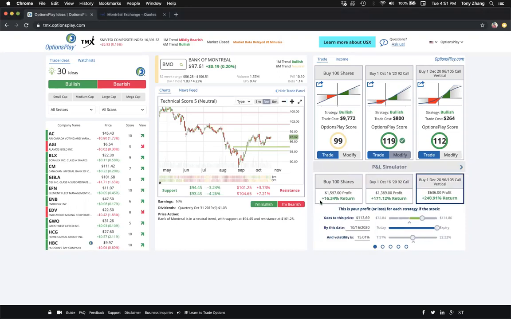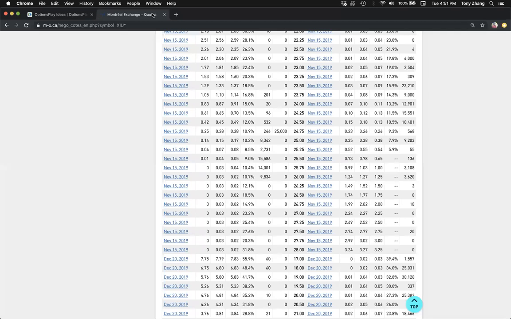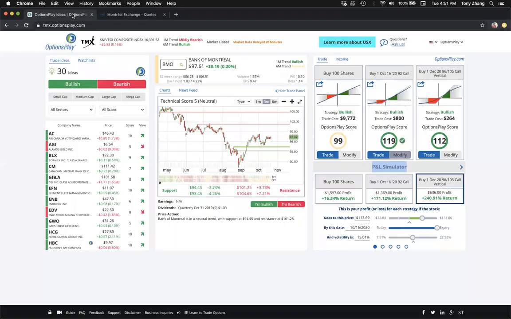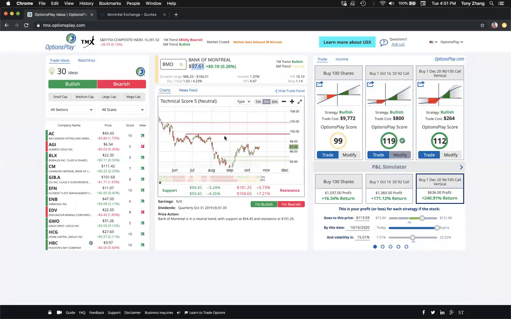So what I'm going to do is use our P&L simulator, which is the tool that we use to figure out how much money I make or lose on any of these options if the stock goes higher or lower. So let's say BMO is trading at 97.61. Let's say over the next year, I think this stock is going to rally back up to that all-time high around 106 or so. So I'm going to take a look at my strategy. I'm going to say, what happens if on October 16th, 2020, this stock is at 106?